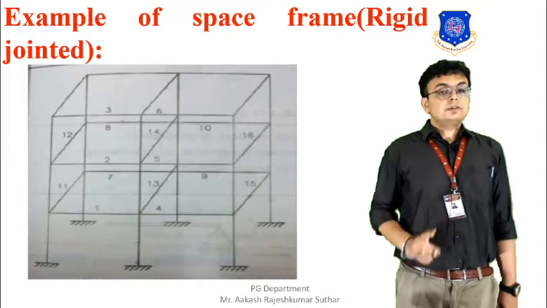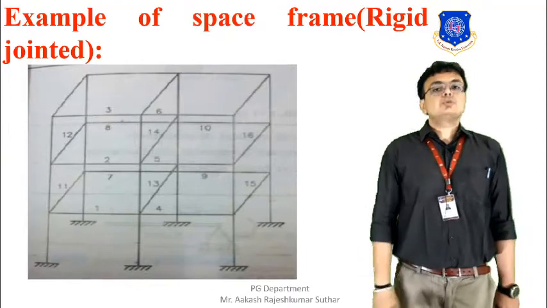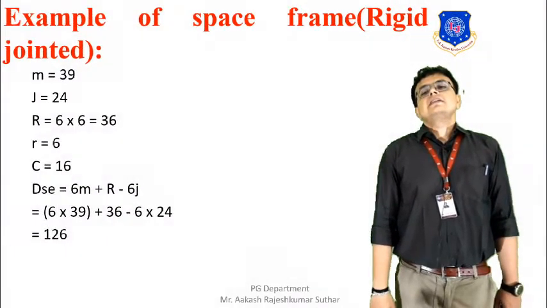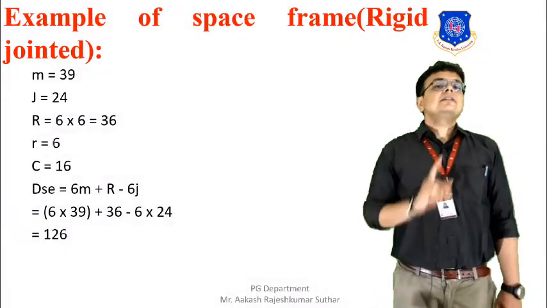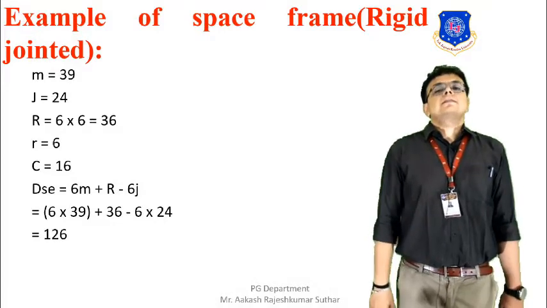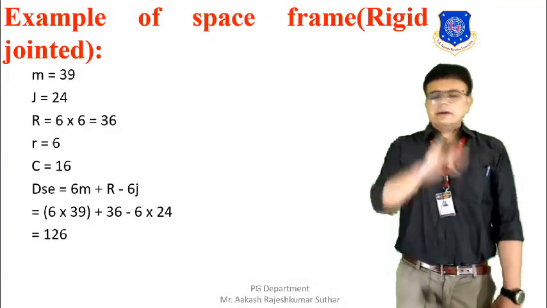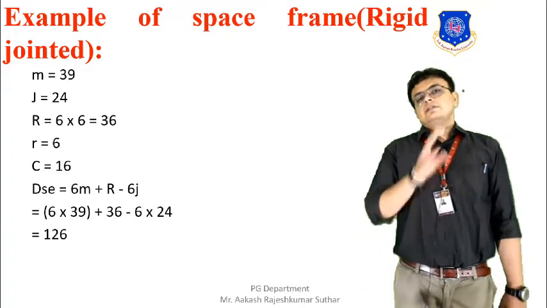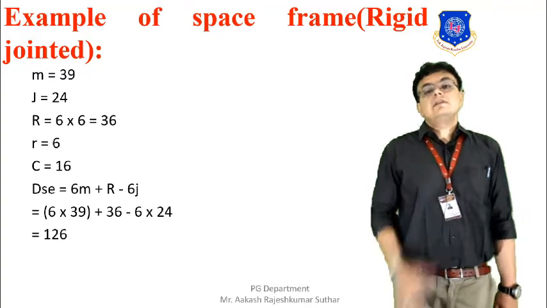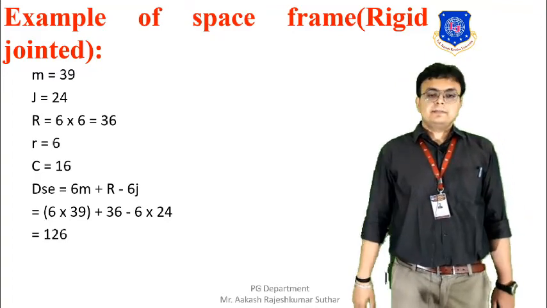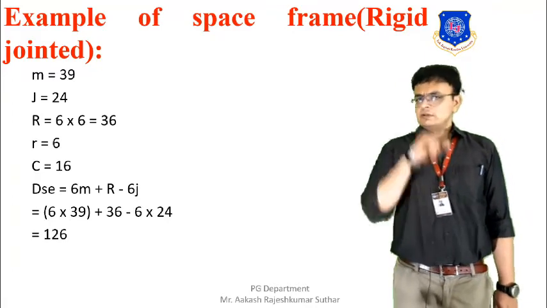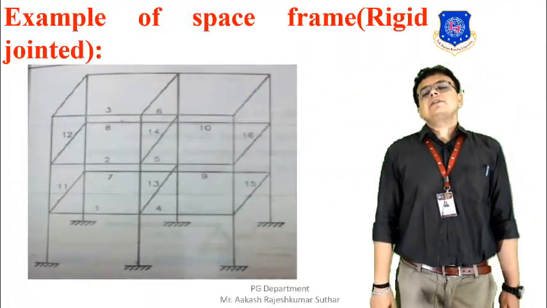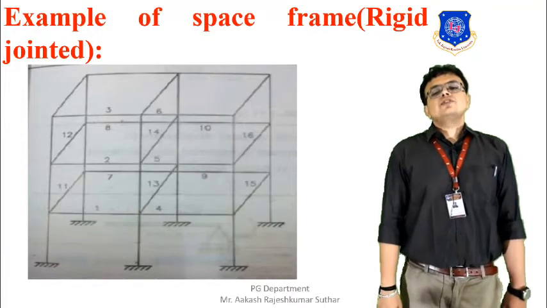And here the number of supports is equal to 6. So based on that, we can say that there will be 6 into 6, that means there will be 36 reactions. And for a space frame, the number of equilibrium conditions available will be equal to 6. And we also have another thing, that is the cells. So basically 16 cells are being formed because of the arrangement of the members.